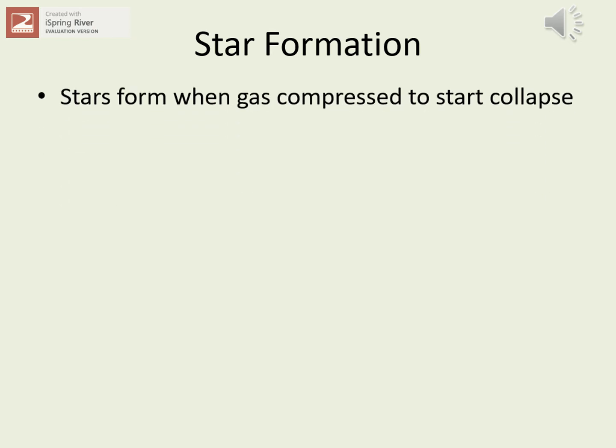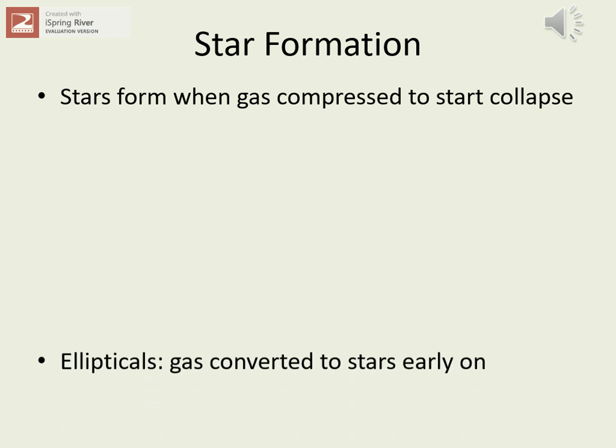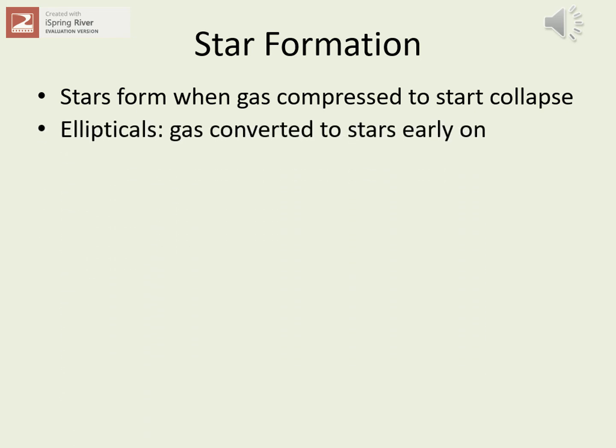Stars form when the gas in a galaxy is compressed to high enough density that gravity can cause it to start collapsing in on itself. For this to happen, there has to be enough gas concentrated in a small region. Depending on the type of galaxy, the history of star formation can be very different. When an elliptical galaxy first forms, most of the gas is converted into stars, giving a big burst of star formation early in the galaxy's history and then very little afterwards.